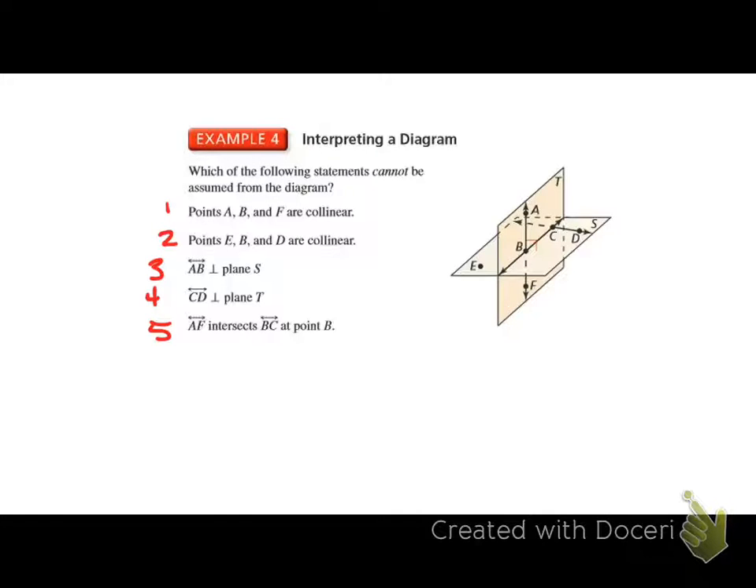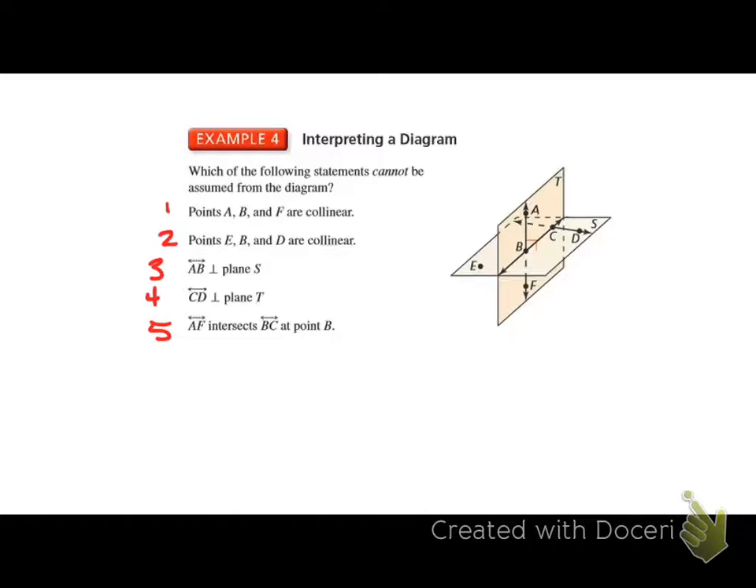All right, so let's talk about it. It says A, B, and F are collinear. What does collinear mean? On the same line. Go ahead and put your marker away for now. A, B, and F, are they on the same line? Yes, they sure are, so we can conclude it from the picture. So we don't circle that one. We don't write it down.